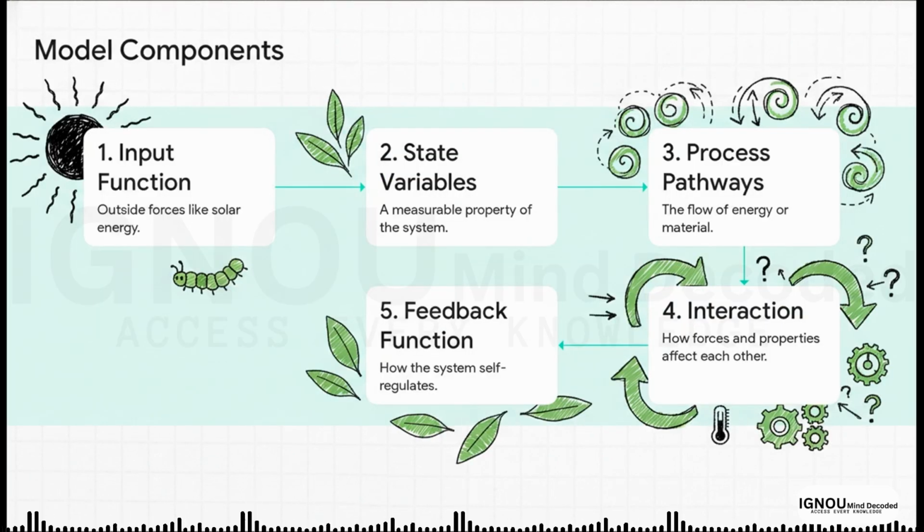So, to build one of these models, you basically need 5 ingredients. Let's stick with our pond example. First, you need the inputs, things coming from the outside, like sunlight. Second, you need state variables, the things you're keeping track of, like how many fish are in the pond. Third, you need the process pathways, how things move around, like energy flowing from plants to fish. Fourth, you figure out the interaction, how all these things affect each other. And finally, you add in feedback, which is how the system responds and changes itself. Put it all together, and you have a digital twin of your pond that you can study.